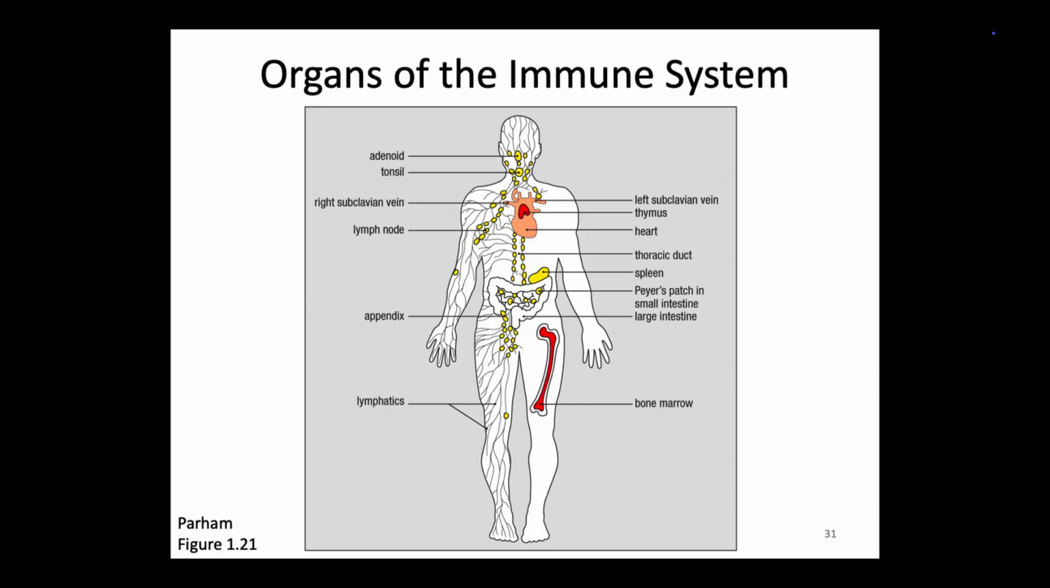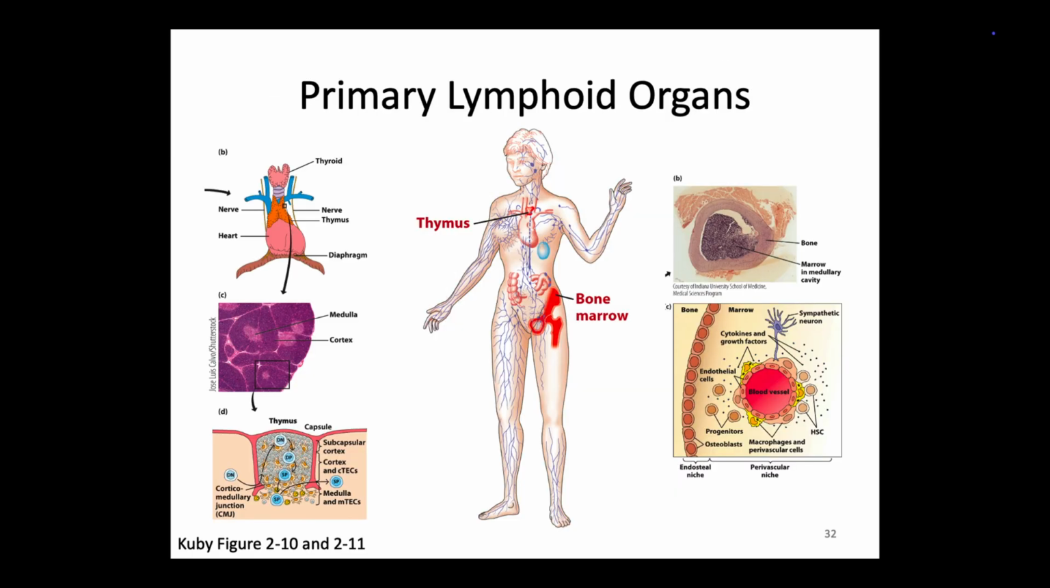You can see we've got 2 of them shown in red. And the 2 organs that are shown in red are the bone marrow and the thymus. Those 2 are the primary lymphoid organs. There's only 2 primary lymphoid organs, bone marrow and thymus. So here you can see primary lymphoid organs, bone marrow and thymus.